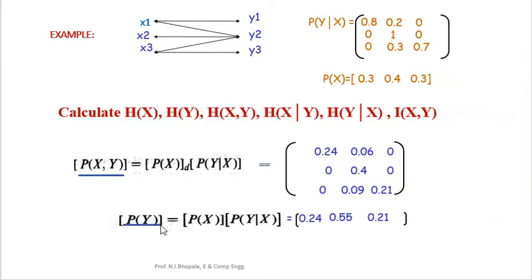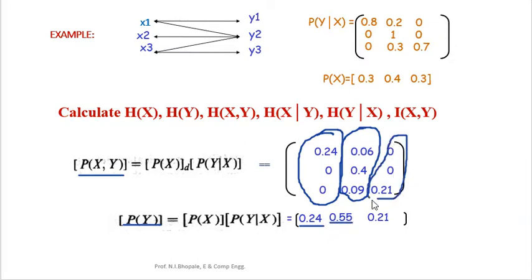After P(X,Y), P(Y) can be easily obtained by summation of the first column, it is 0.24. Summation of all the elements in the second column, that is 0.55. Summation of all the elements in the third column, that is 0.21. Without going for solving this with the expression, directly you can add the elements of P(X,Y) column-wise, so that you will get the values of P(Y), that is the probabilities of the output.